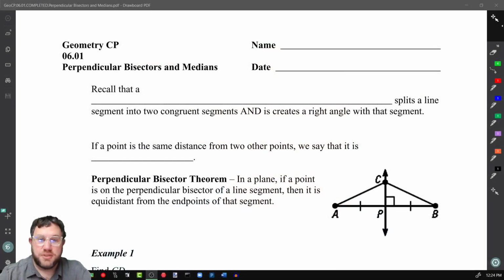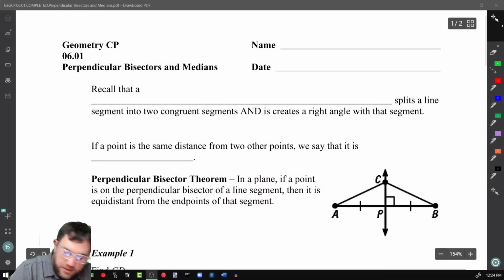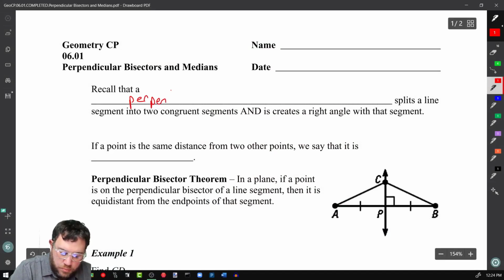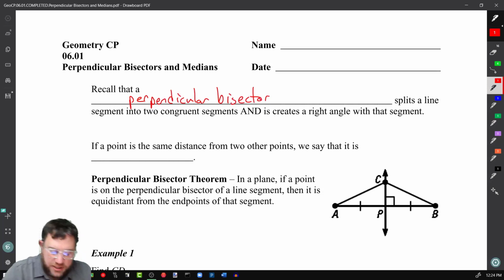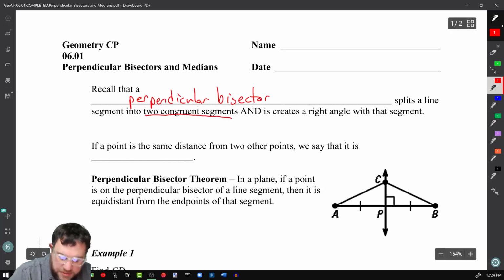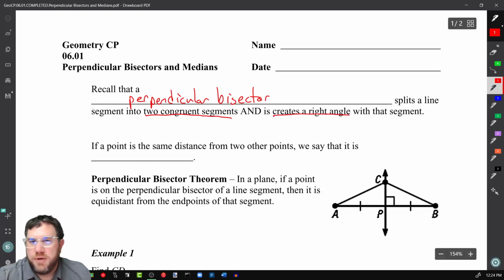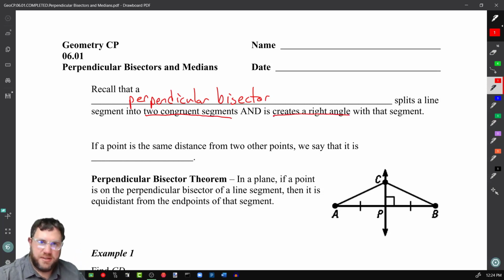Let's go ahead and jump into section 1. Recall that a perpendicular bisector splits a line segment into two congruent segments and creates a right angle. We haven't talked about perpendicular bisectors since the beginning of the course. They've shown up every once in a while, but not very often.